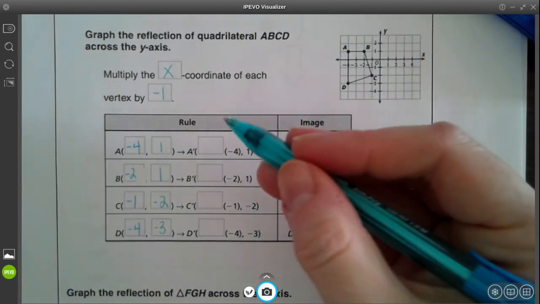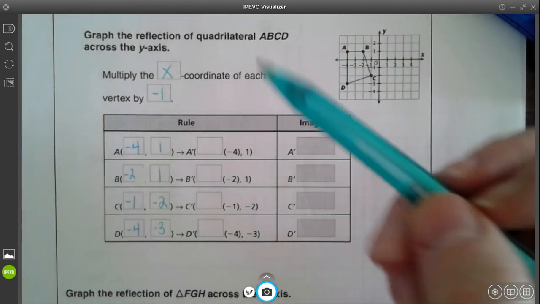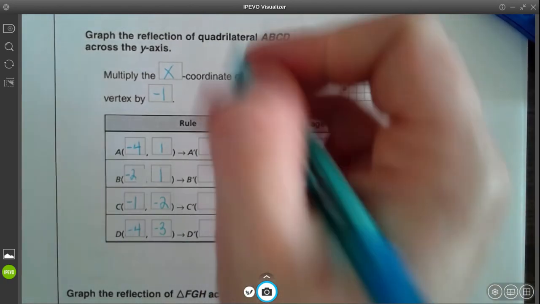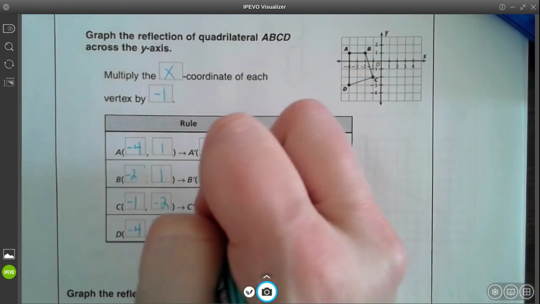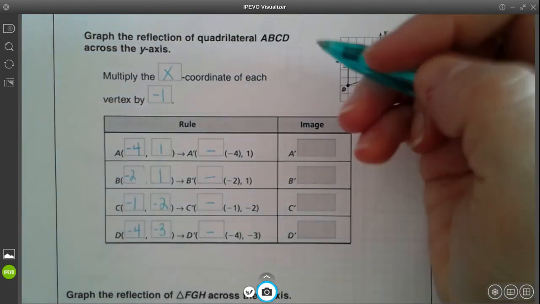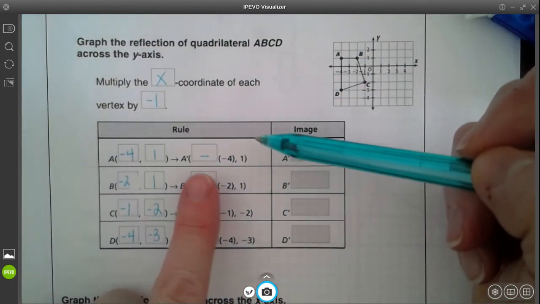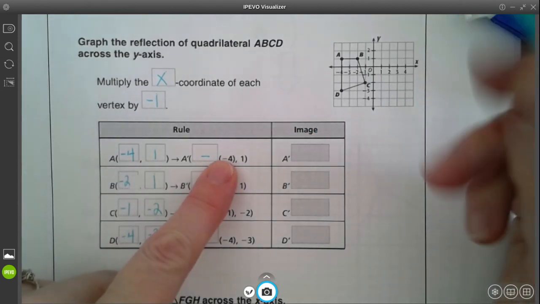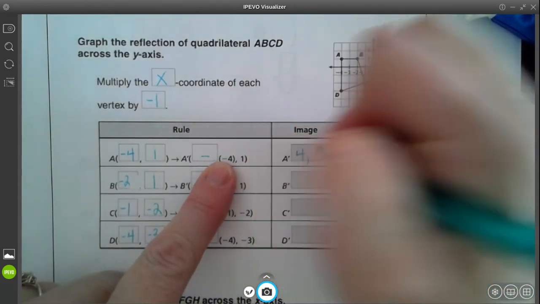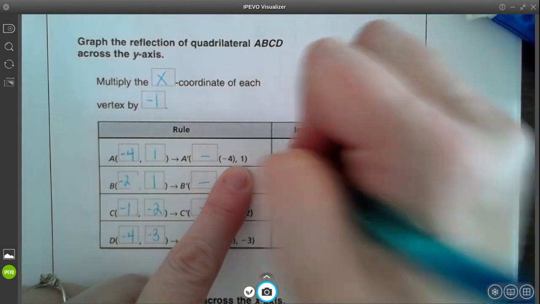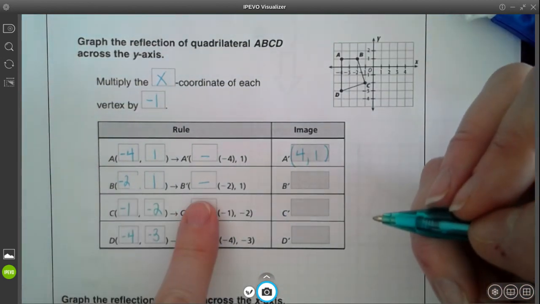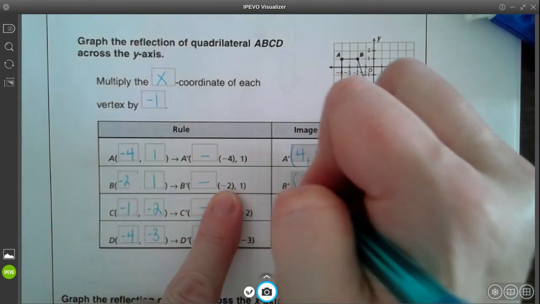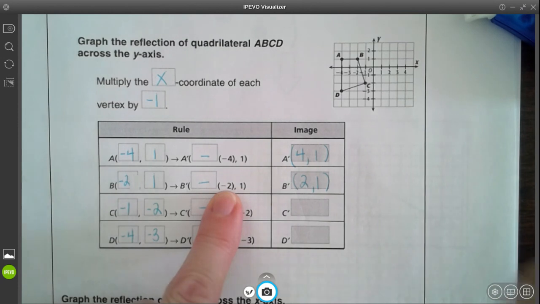Okay, so what we are doing then is we are basically taking the opposite of the x coordinate, right? So the opposite of the x, again, the original coordinates were -4, 1. So the opposite of a -4 would be a +4, and then we keep the y coordinate the same. Okay, here again, our coordinates were at -2, 1. If we take the opposite of -2, that'll be +2 and keep the y the same.